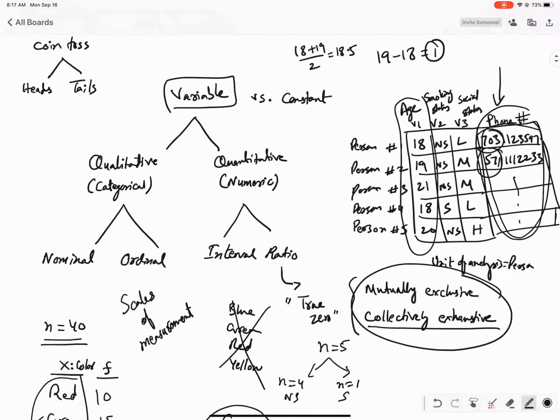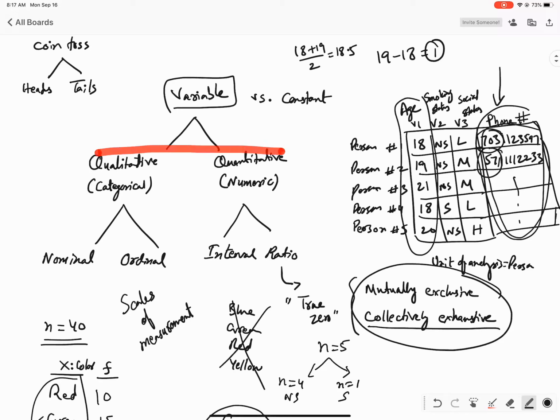So just to summarize, a variable is any attribute that varies across individuals in a group, in a sample or a population. And this is different from a constant. A constant is basically the same value repeated in a column without any variation. So we have some examples of variables in this column: age, smoking status, socioeconomic status, phone number. For people in our sample, these were all examples of variables.